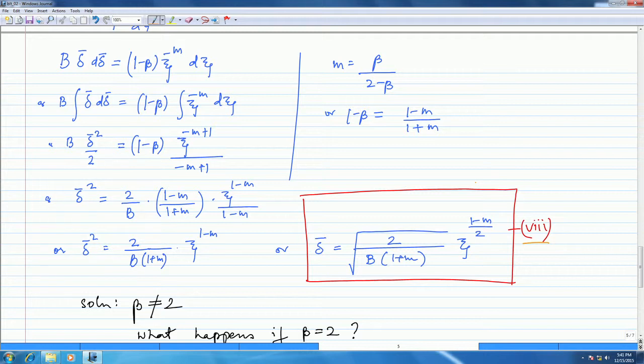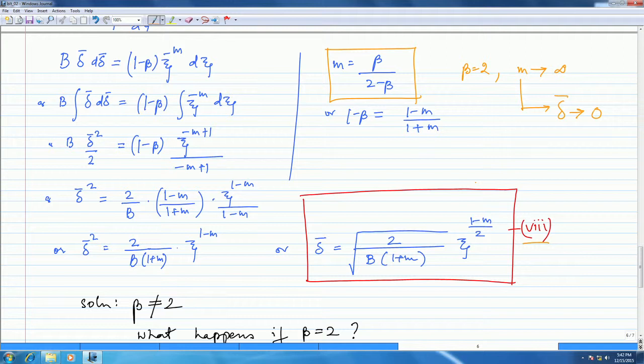Okay, so you can see from the expression here for beta, if beta is equal to 2, then m would become very, very large. If m becomes extremely large, then look at this equation at 8: this equation is an inverse function of m. So delta bar is an inverse function of m, and that means delta bar will tend to 0.